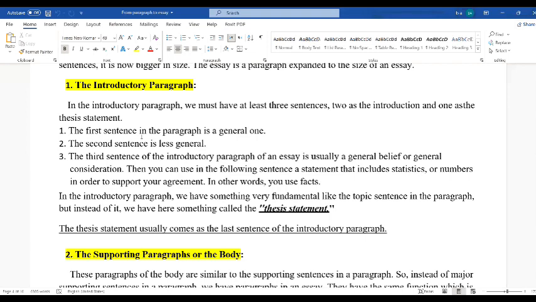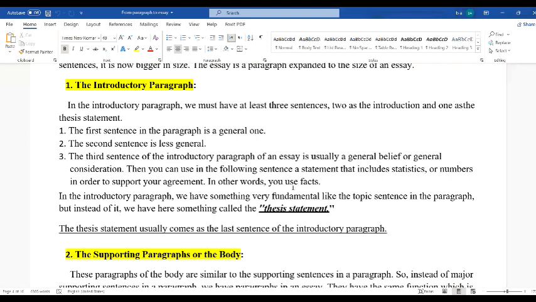So the first sentence in the introductory paragraph is a general one. The second sentence is less general. And the third sentence, which is maybe the thesis statement, is usually a general belief or general consideration. Then you can use in the following sentence a statement, meaning a full sentence, that includes statistics or numbers in order to support your argument.